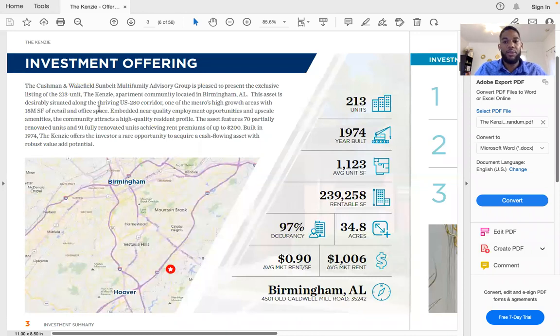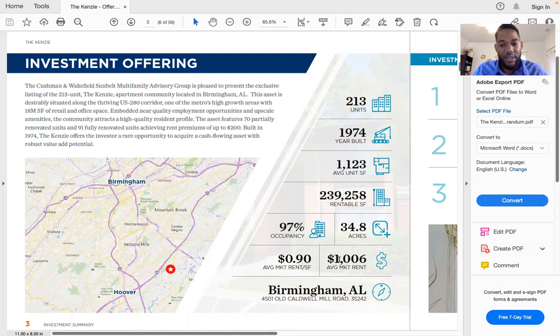So this is a 213 unit property, guys, built in 1974. The average unit square feet is 1,123. Rentable square feet, 239,258. It's at 97% occupancy. You guys think that's a good occupancy for a property this size? 213 units, 97% occupancy. Yeah, absolutely, if it's true. So trust and verify. I love it, Marcus. So yeah, at a high level it looks good. It's a good occupancy.